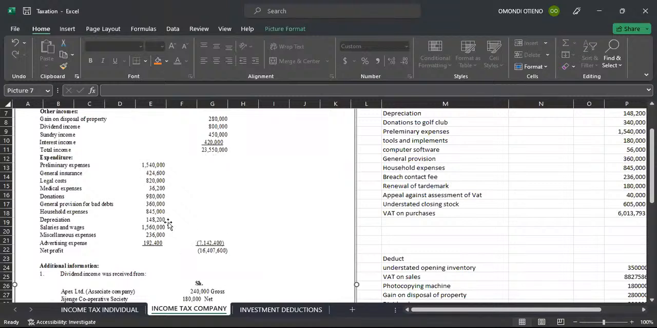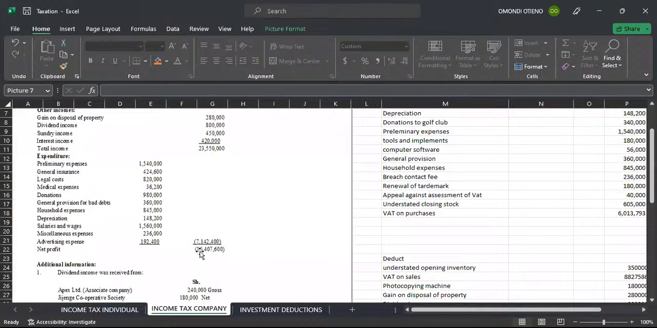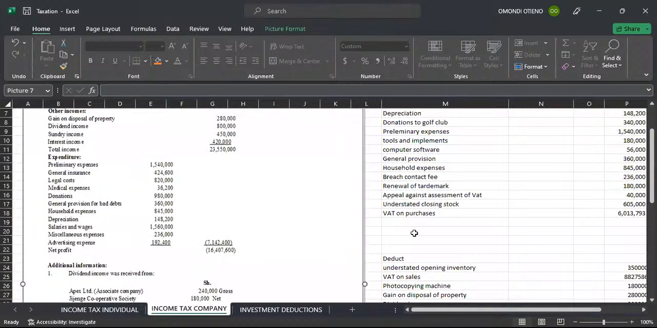23,550,000 minus the expenses. Are you getting a negative or a positive value? Upper is 16,407. 16,407 ni ngapi? Mayom, get me the value here. 16,407,600. Is it a positive or a negative? That is this figure minus this. Gross profit or total income minus total expenses. Ni positive ama negative?